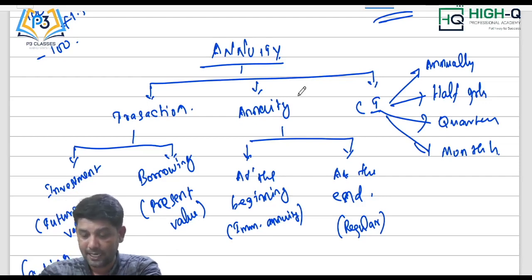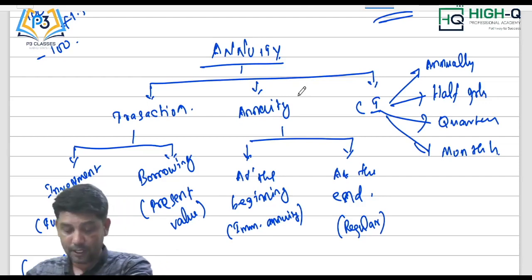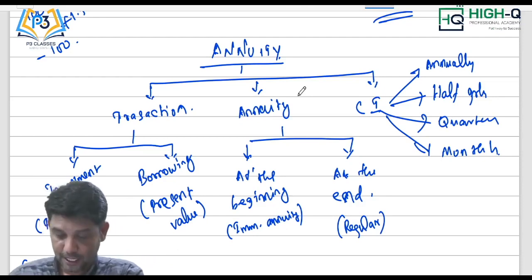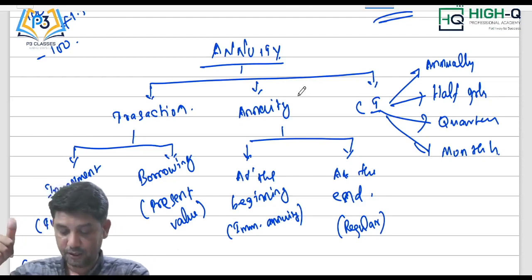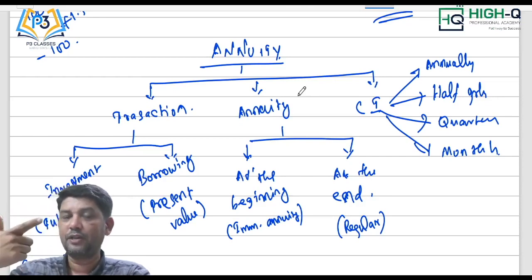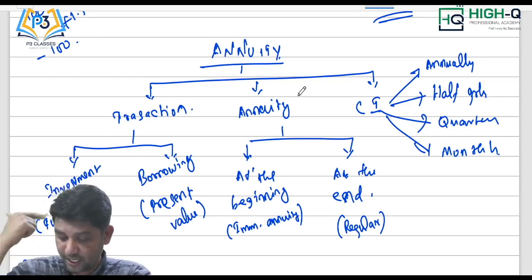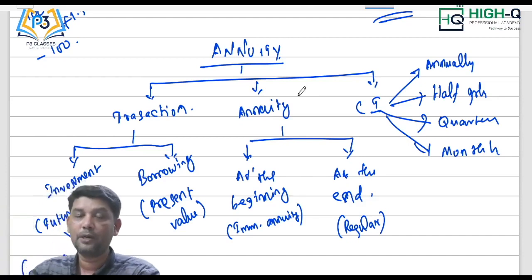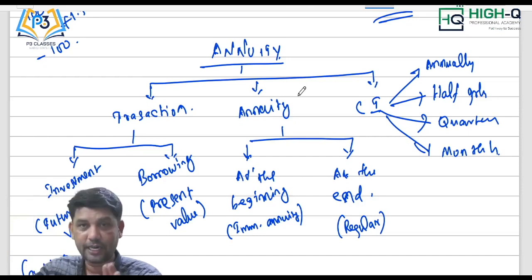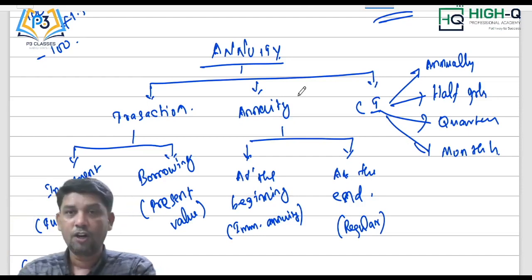So please understand this. What are the thumb rules for the annuity part? First, we have to check the type of transaction. Second, we need to check what type of annuity. Third, we need to check what type of compound interest they are calculating. The person who knows all three, then the problem is solved.